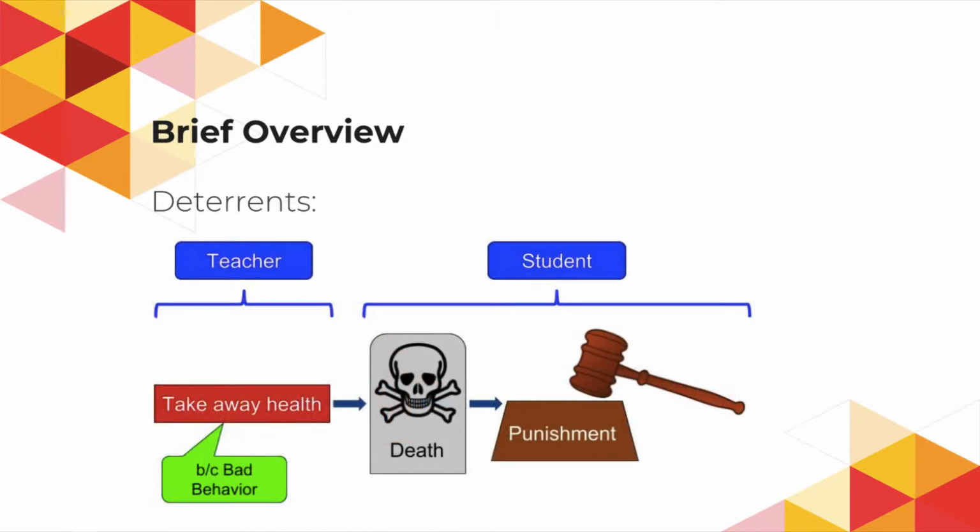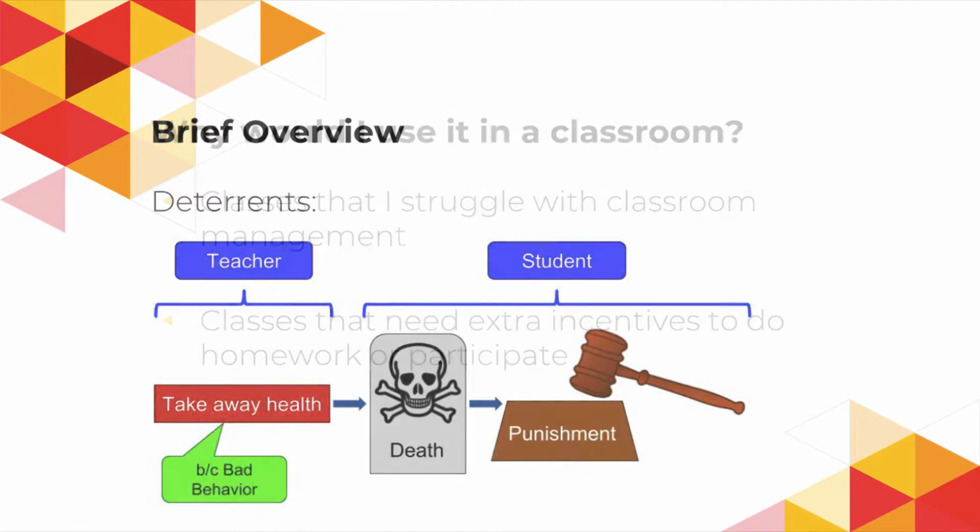And for the deterrence, we have the ability to take away health from the student character if there's ever bad behavior, and that will eventually cause a student to die in the game, and they will receive some punishment. That punishment could be cleaning around the trash can, losing your lunch, where you have to come to your room, or stay after school, or writing an essay explaining why you had your bad behavior.